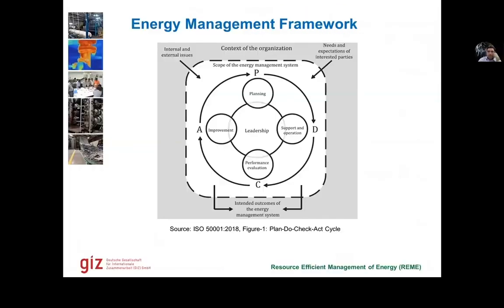So the framework as suggested by ISO 50001 is that the energy management system should be set up as a plan, do, check, act cycle, so PDCA cycle. And in the middle is leadership. So leadership is the core of it, which drives planning, which provides support to the operations, which provides performance evaluation guidelines, and also monitors the improvement process. This is how it should be set up.